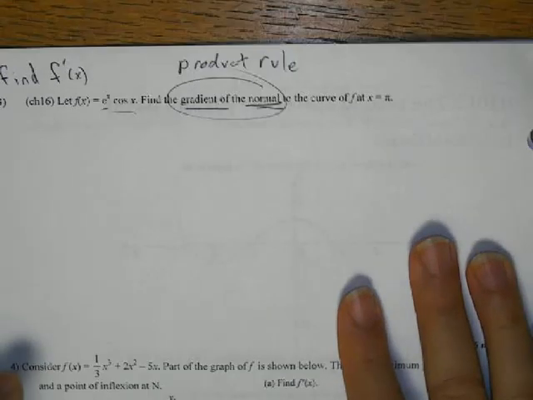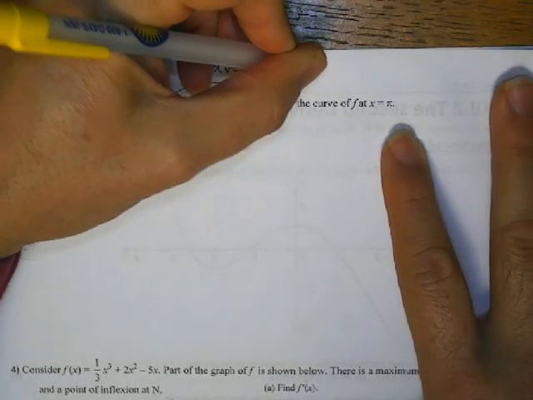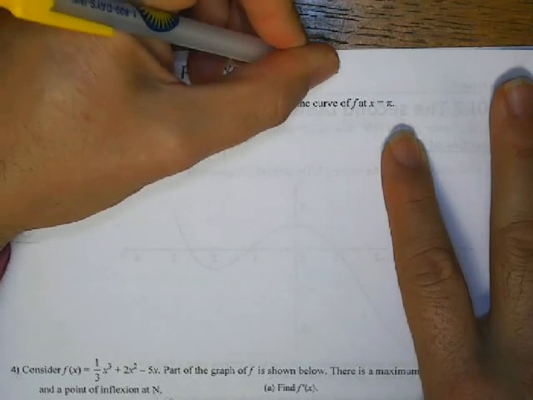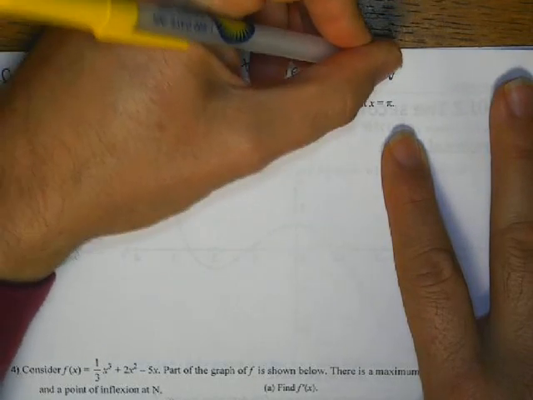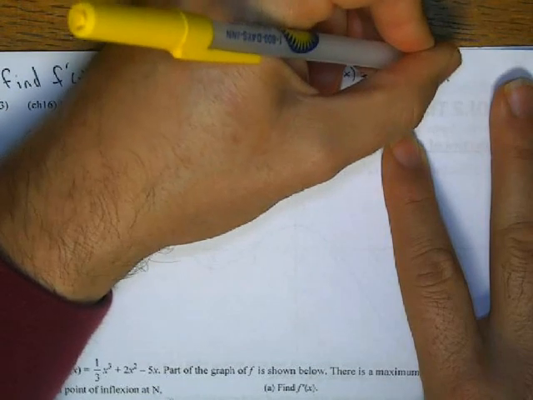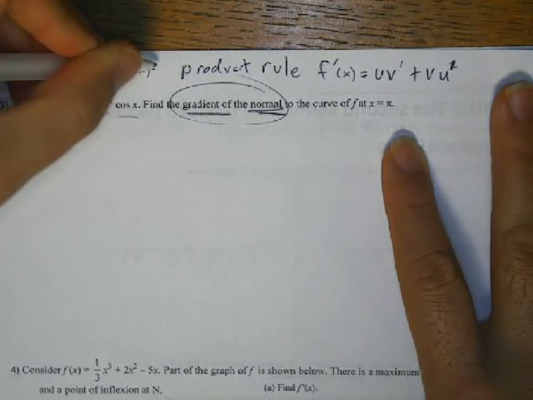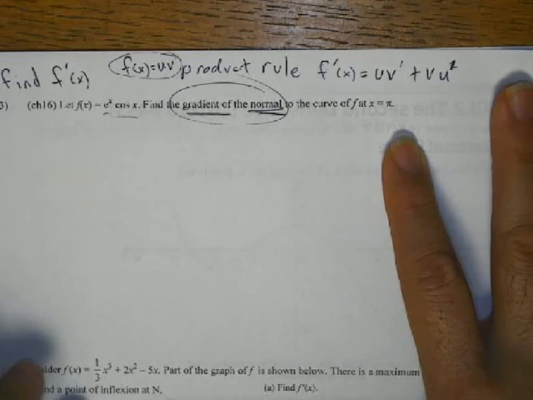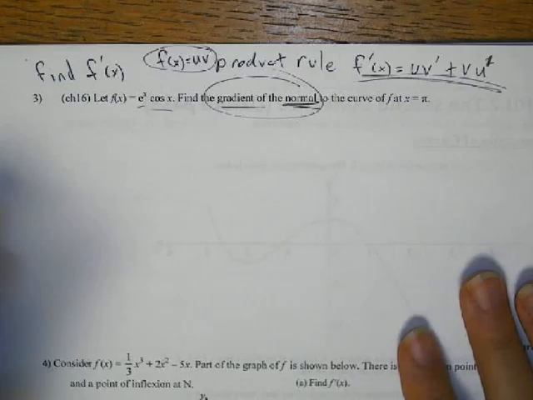And the product rule says that if I've got the derivative of f of x, it's going to be equal to u times v prime plus v times u prime, where f of x equals u times v. Okay, and then here is our product rule formula.